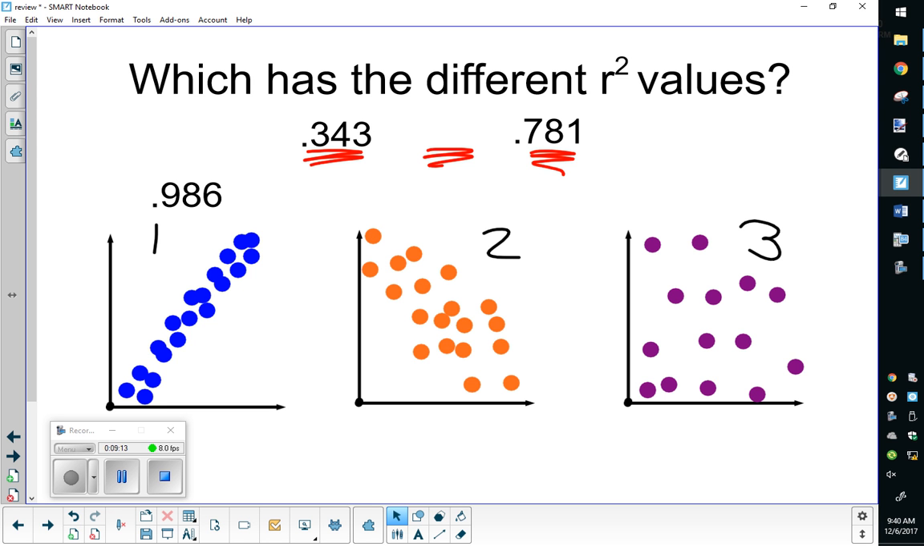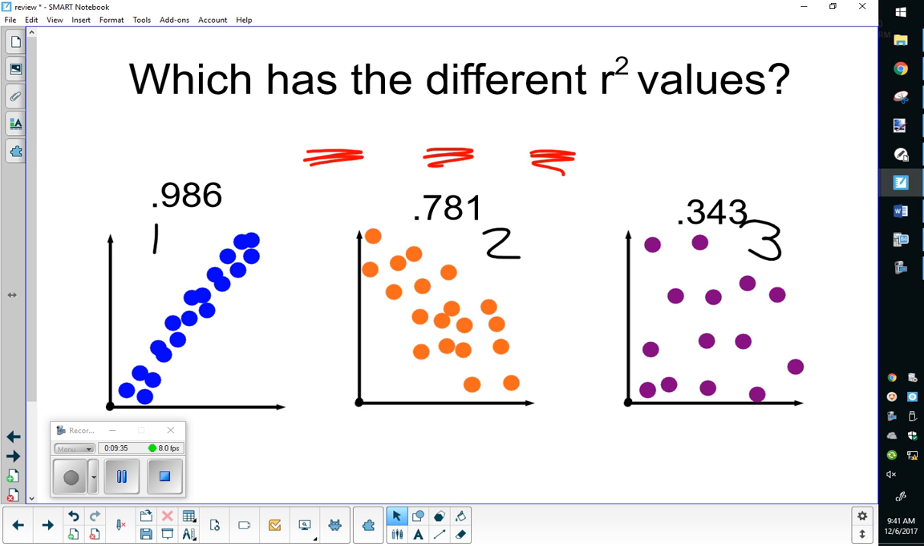Which one has the second best correlation, would you say? Number 2, the dots are going downward. You can definitely tell there's some sort of pattern. So it's going to have the second strongest value, 0.78. The third one is a cloud of dots that don't really do a whole lot. So that one is going to be the 0.343. It might not even be that strong of a correlation. I would say it's probably even weaker than that.